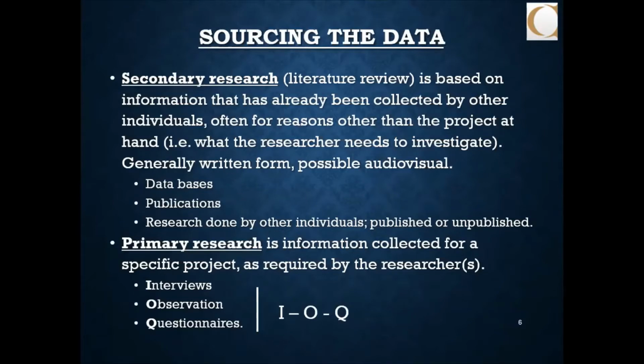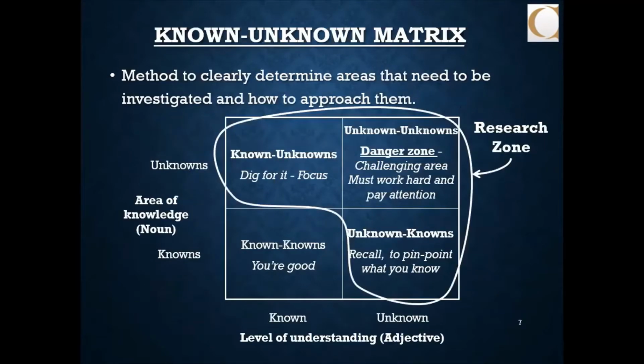Secondary research literature review is based on information that has already been collected by other individuals. So what you need to investigate is usually through databases, publications, research done by other individuals, published or unpublished. And primary research is information collected for a specific project as required by the researcher. So you can get that information from surveys, interviews, observation, questionnaires.